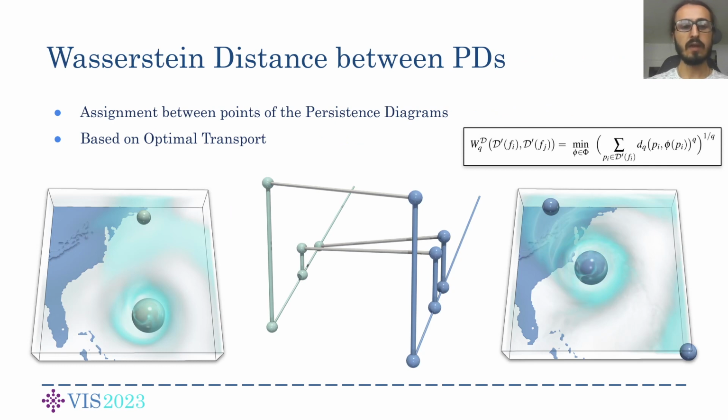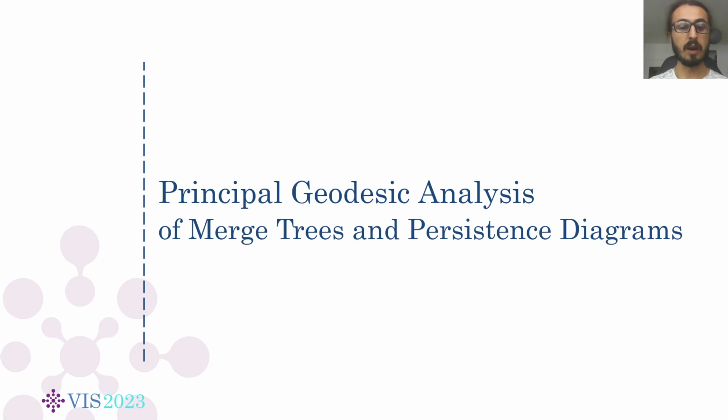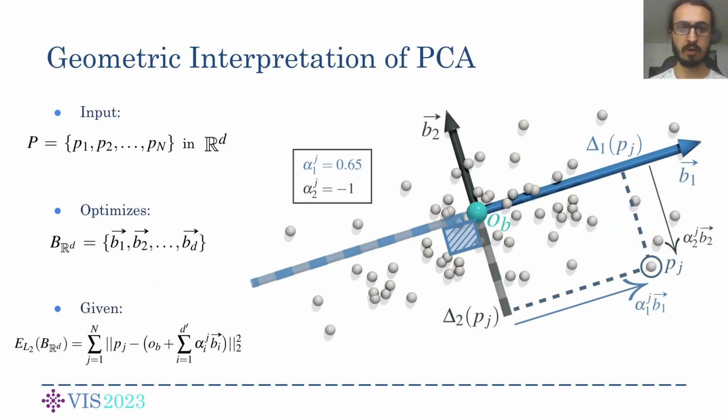We can then compare persistence diagrams using the Wasserstein distance from optimal transport, which will result in an assignment between the points of 2 persistence diagrams. And we have roughly the same with merge trees, but with a smaller solution space because we exploit the structure of the tree to restrict the assignment. So we also have this notion of barycenter, this notion of average, and we want to go beyond that notion to study the variability, the variance of an ensemble, by extending the principal component analysis framework to merge trees and persistence diagrams.